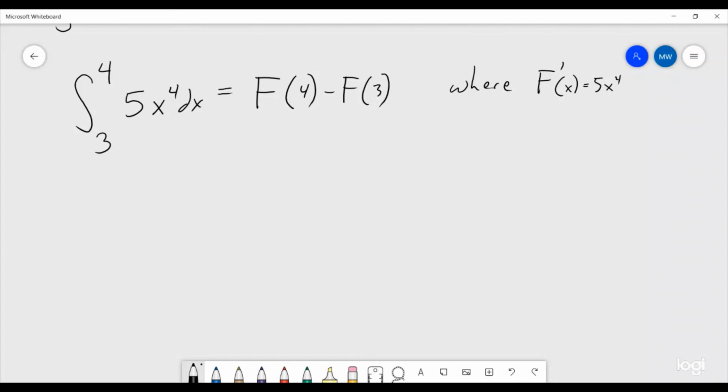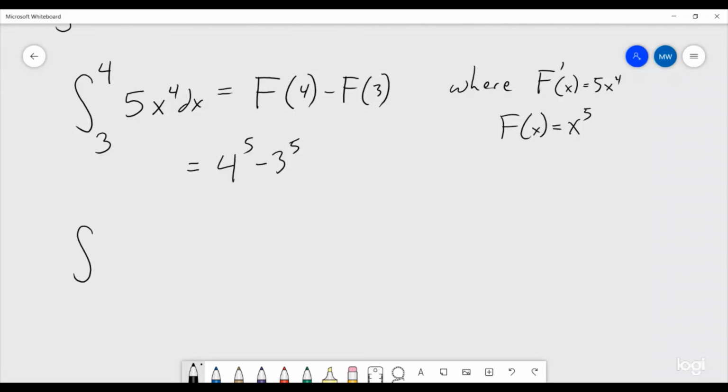Well, one function whose derivative is 5x to the 4th, we could say that f of x is just x to the 5th, because the derivative of that is 5x to the 4th. So that means that the integral from 3 to 4 of 5x to the 4th is equal to 4 to the 5th minus 3 to the 5th. And so that is the answer to this integral. We would have to go through and compute whatever that is, but that is going to be what the answer would be. And this is going to be the same no matter what function we have.